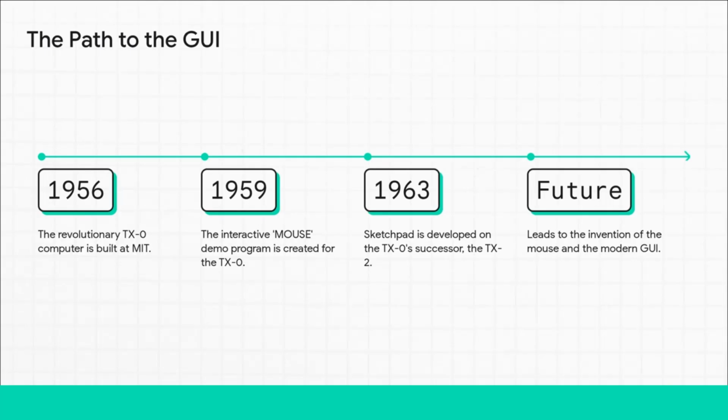And you can draw a straight line from these early days to the world we all live in now. The TX0 in '56 gives us the hardware. The Mouse program in '59 proves the concept that interaction is possible. This directly inspired Sketchpad in '63, which was basically the grandfather of all modern graphics programs. And from that point on, the path was clear for the invention of the physical mouse and the entire idea of the graphical user interface, the GUI, that we all use every single day.